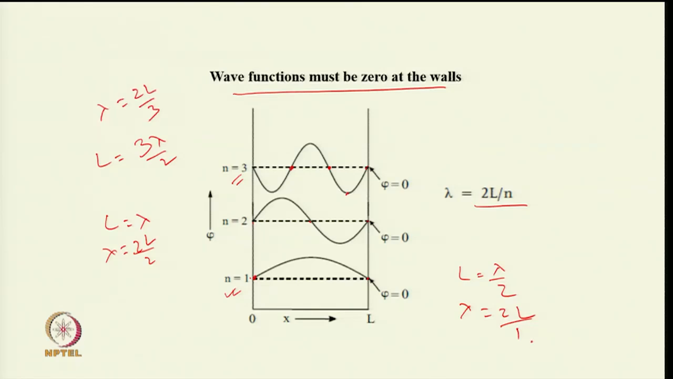So for n is equal to 1, there is 1 half-wave here. For n is equal to 2, there are 2 here. And for n is equal to 3, there are 3 here. So lambda is equal to 2L by n.